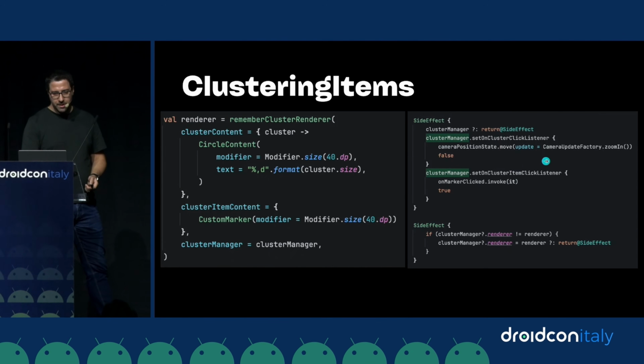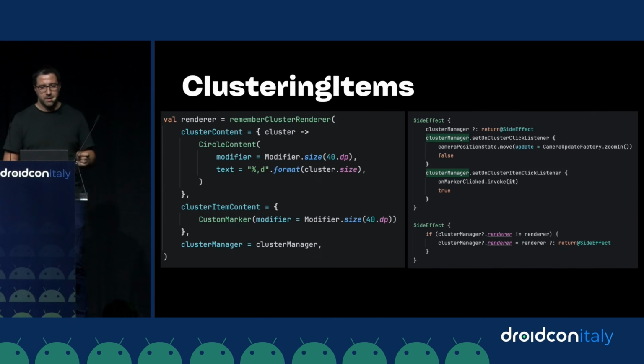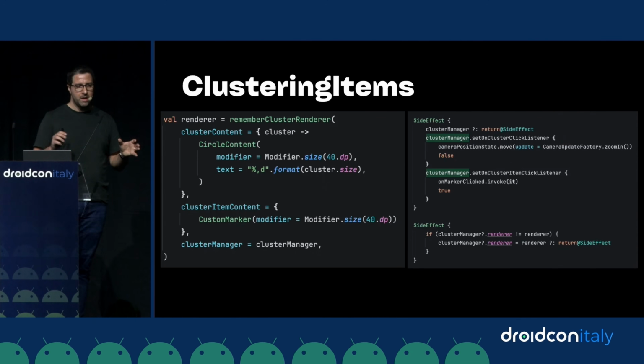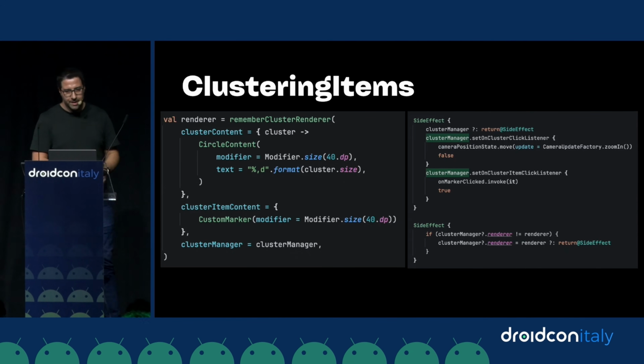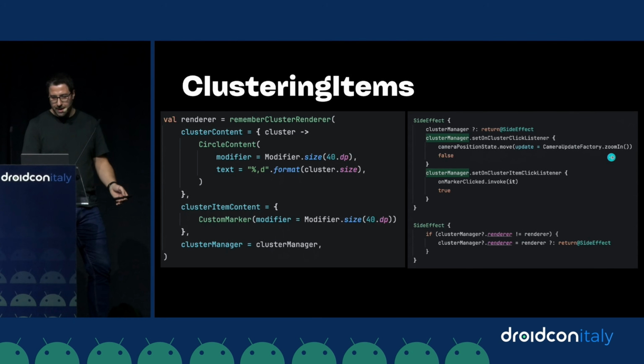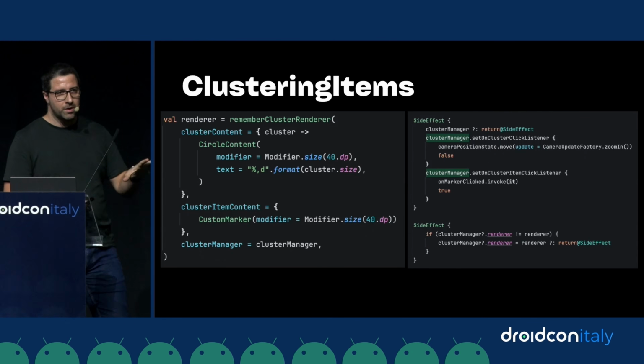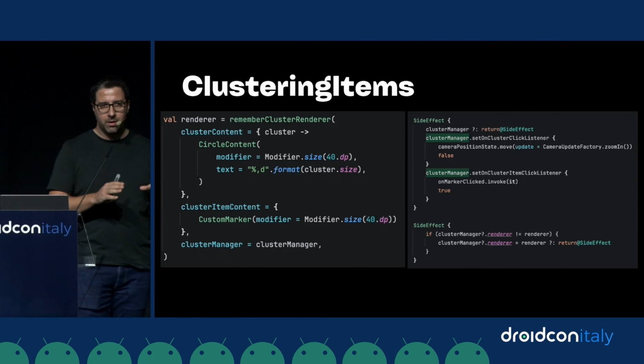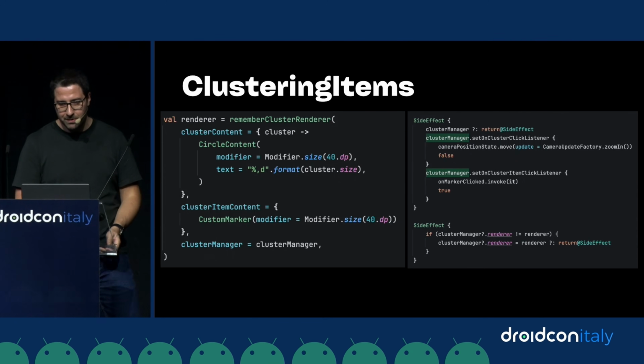And we are basically using side effects to understand when a cluster in this case was clicked or not, because we wanted to override the function of the cluster items instead of just centering the map on that cluster. To zoom into that cluster every time you click on it, you can just tweak the camera position state a bit and pass it a camera update factory calling the function to zoom in, and just like that it will zoom in into your clusters. And of course, if you reach the point where your cluster needs to expand, it will automatically expand.